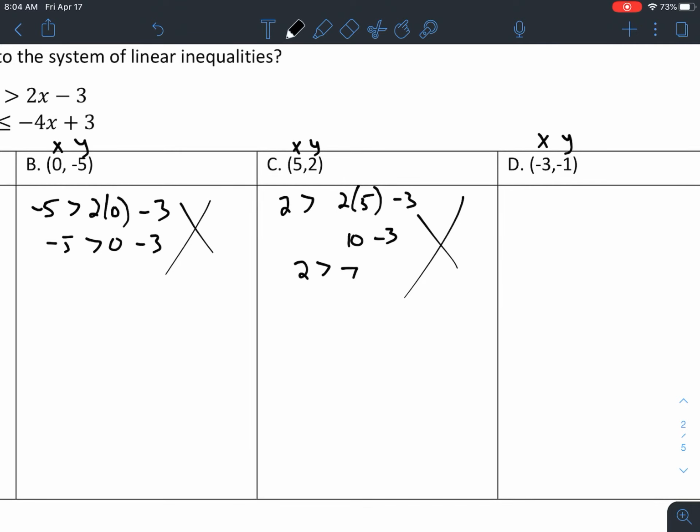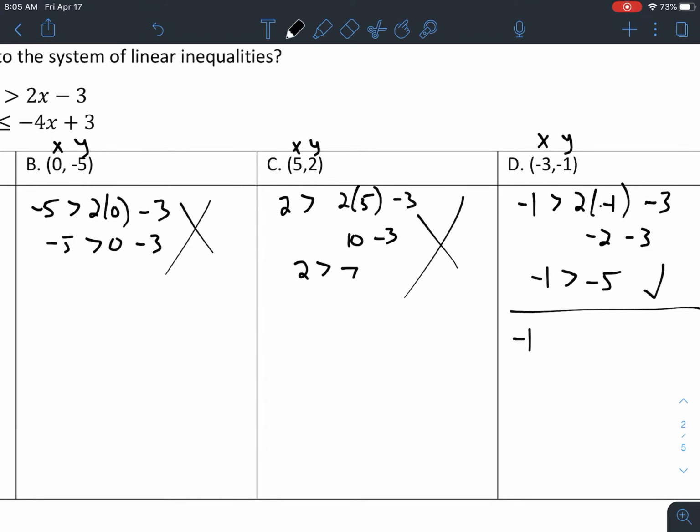X, y. Negative 1 is greater than 2 times negative 1 minus 3. This gives us negative 2 minus 3. Add these two together, gives you negative 5 is less than negative 1. That's true, that works. So let's test number 2 then.